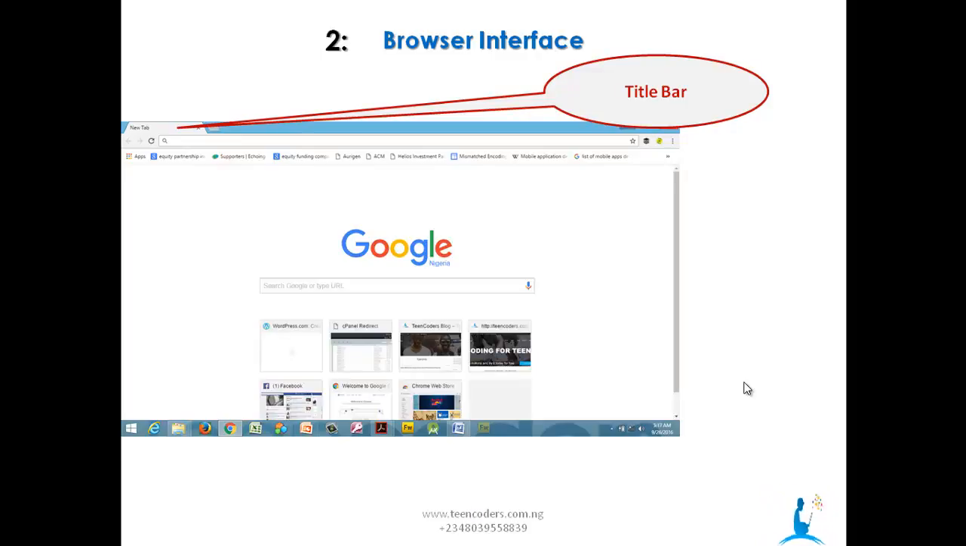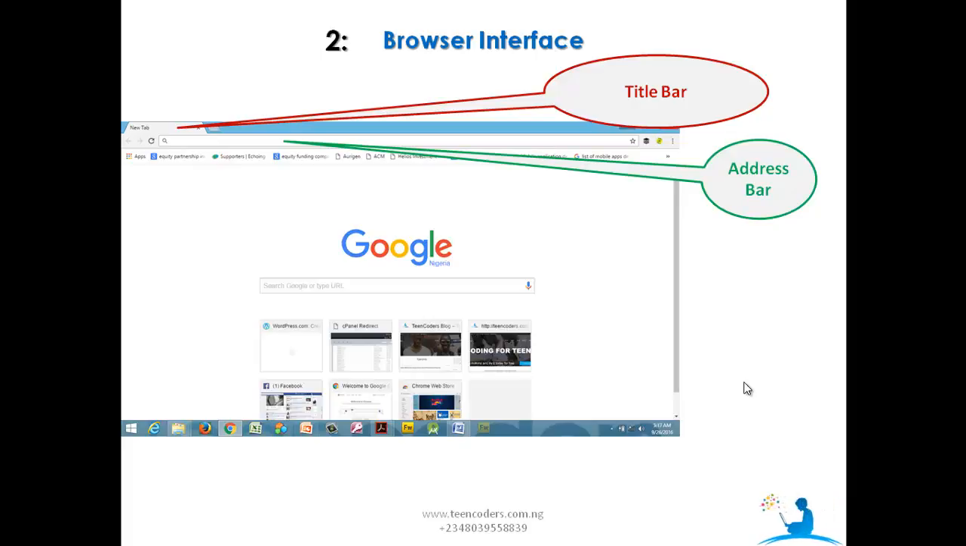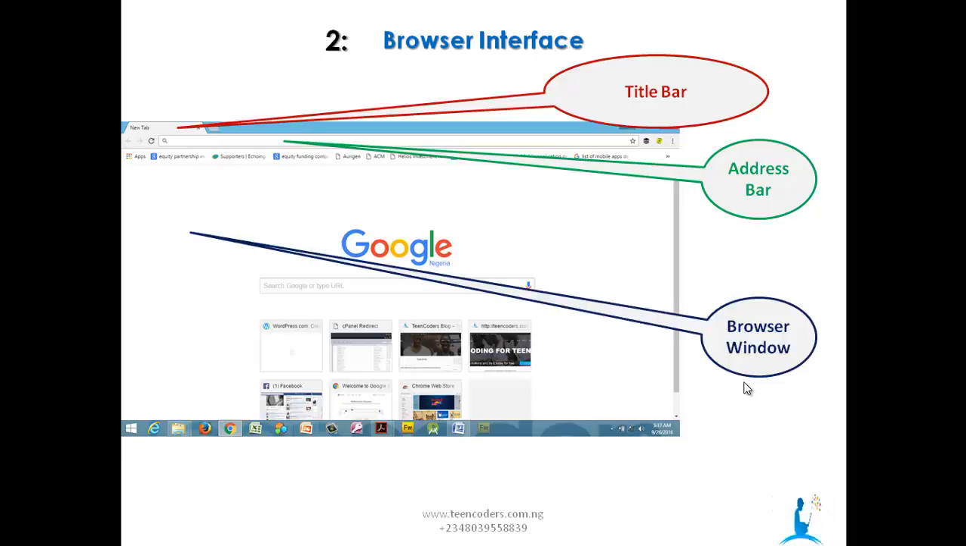One is the title bar. Like you can see here, this is the title bar. When we begin writing our HTML codes, what comes under the title bar is what we call the head of your code. Then we have the address bar, which is also the URL where you write your address, for example www.teencoders.com.ng. Then we have the browser window itself, where users can preview the details of the websites.